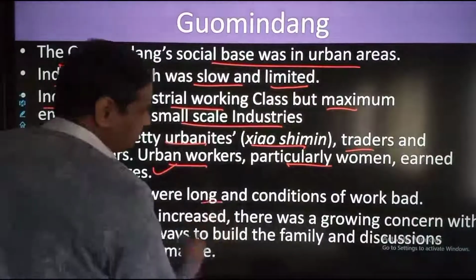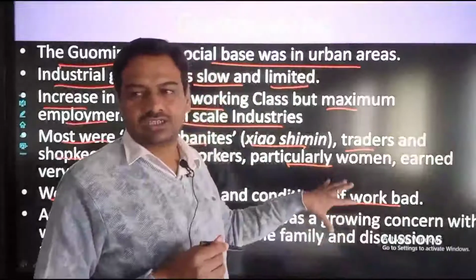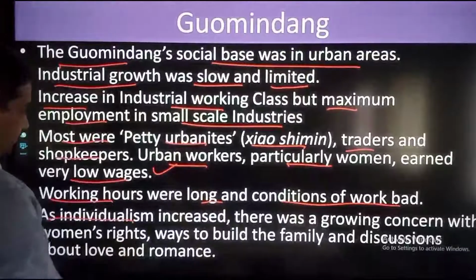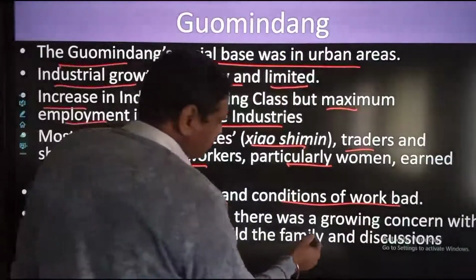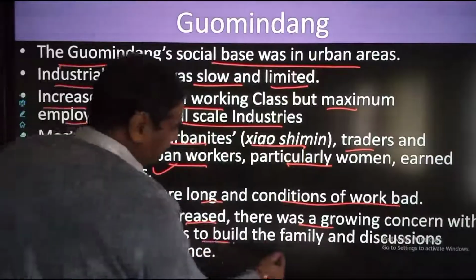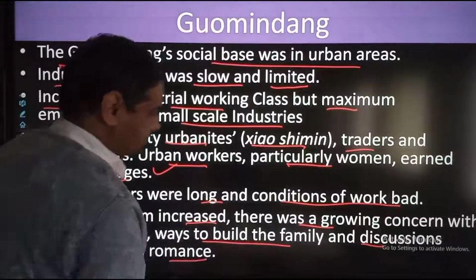Working hours were also very long and the conditions of work were also very bad. As a result, the workers also turned against the Kuomintang party. As individualism increased, there was a growing concern with women's rights, ways to build a family, and discussion on love and romance.